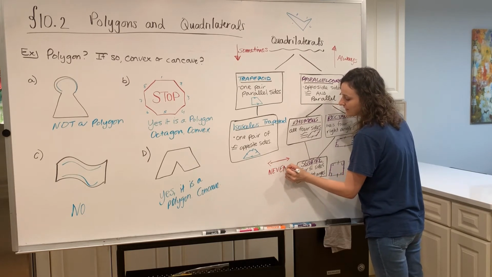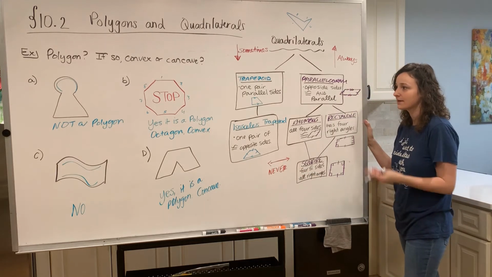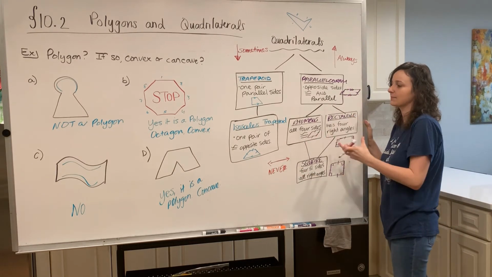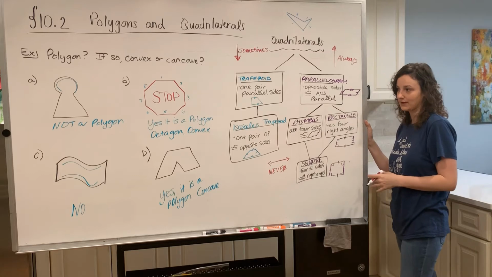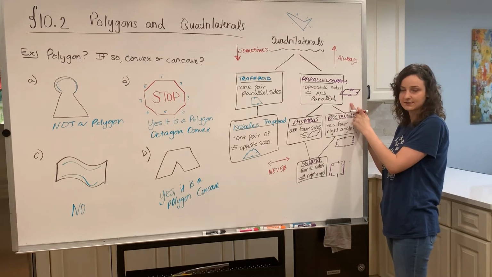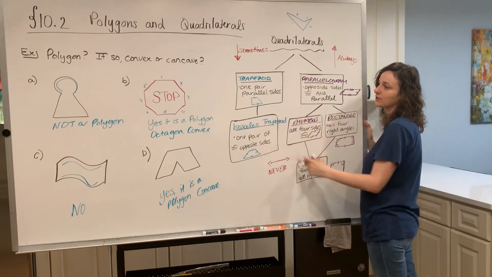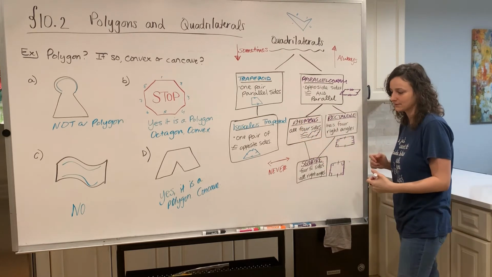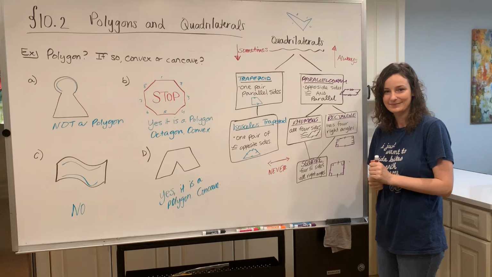A trapezoid can never be a parallelogram, and anything in the parallelogram category can never be a trapezoid. Because in order to be a parallelogram, you have to have two pairs of parallel sides. In order to be a trapezoid, you only need one pair of parallel sides.